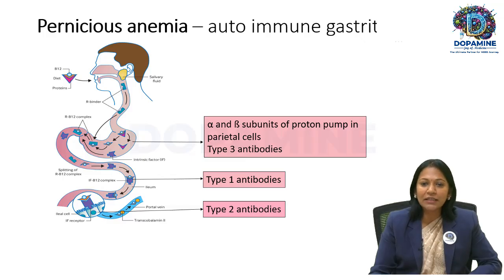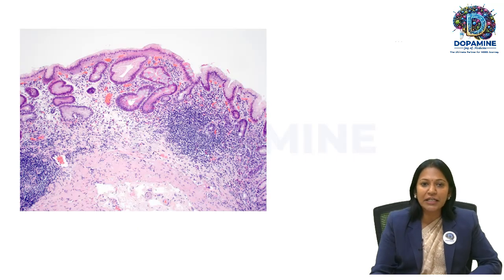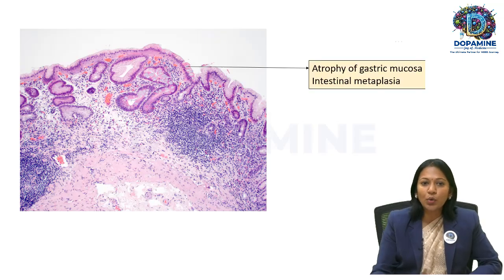Type 3 antibodies are against the alpha and beta subunits of the proton pump in the parietal cells. As we are aware, the parietal cells produce intrinsic factor. Once intrinsic factor is not there, the rest of the metabolism will be affected. So this is the etiology of pernicious anemia or autoimmune gastritis, where the person will have B12 deficiency leading on to macrocytic anemia. Because there is autoantibody synthesis in the stomach, it also affects the intestinal epithelium as well. As you can see here, this is the epithelial lining, this is the stomach, where you can see the atrophy of gastric mucosa, with goblet cells here, there is intestinal metaplasia, and you can see the prominent lymphoplasmacytic infiltrate in the submucosa.